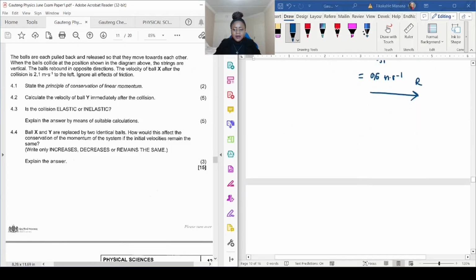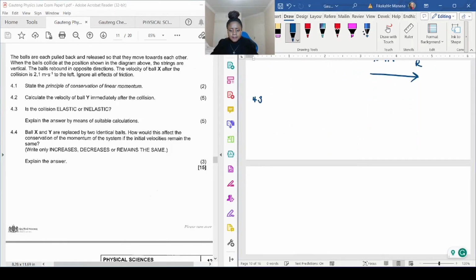Okay, now 4.3 asks, is the collision elastic or inelastic? What is the test for elasticity? Also, it says explain the answer by means of suitable calculations. Another 5 marks. So for elasticity, we know that the sum of the kinetic energy before must be equal to the sum of the kinetic energy after. If it's not, then we are not having an elastic collision. So this is now EK before, and the sum of kinetic energy after. Okay, we're going to work that out.